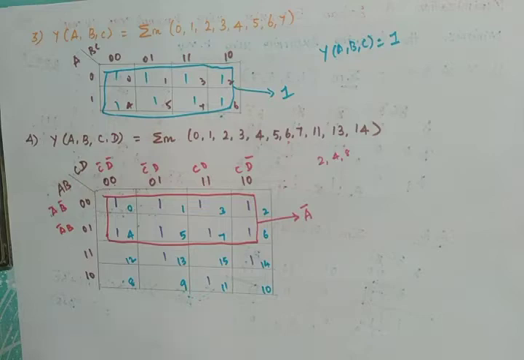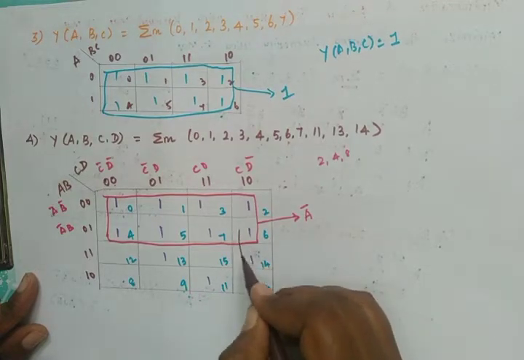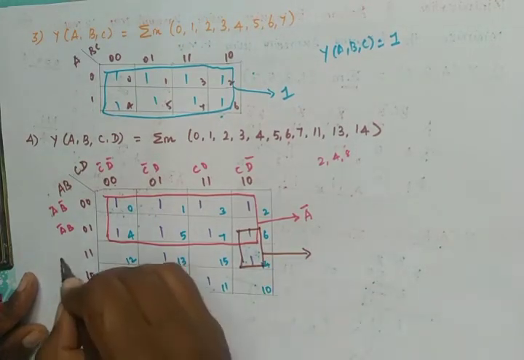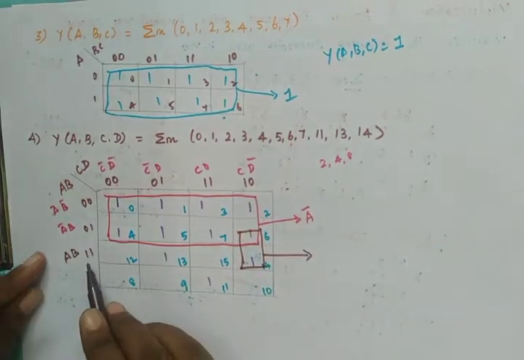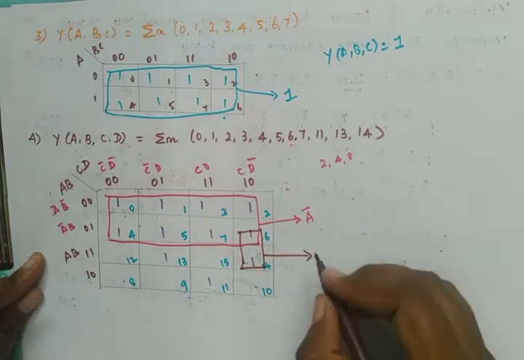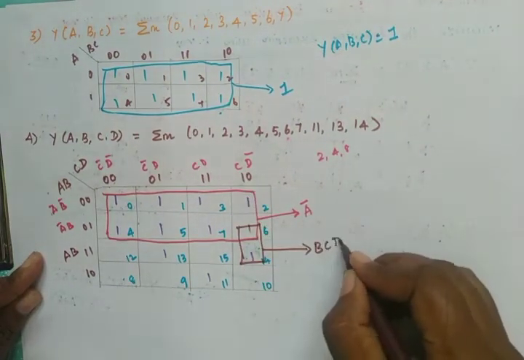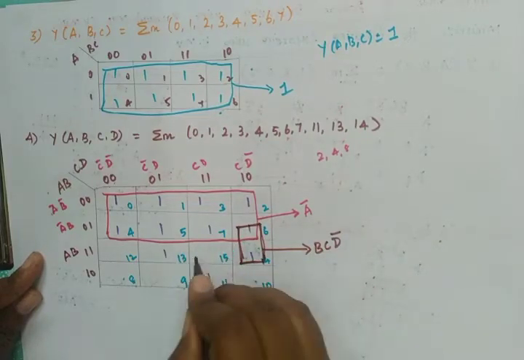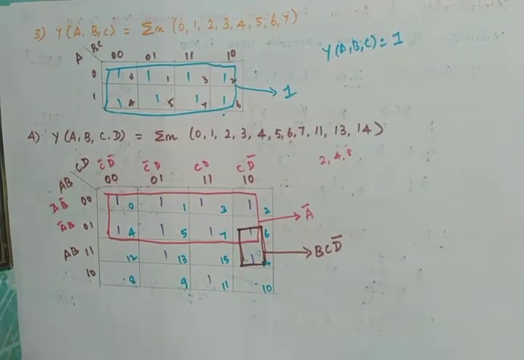Next, second group. So how can we form the second group? Listen, here we have 1, 1 and here we have 1, 1. So form this as a group. This is your second group. Now compare these two. Here we have A B and here we have C D bar. A bar gets cancelled, so that we have only B here. Here we have C, D bar, because we have not grouped with other adjacent boxes. So we'll have C D bar here and B here. This is your second group.